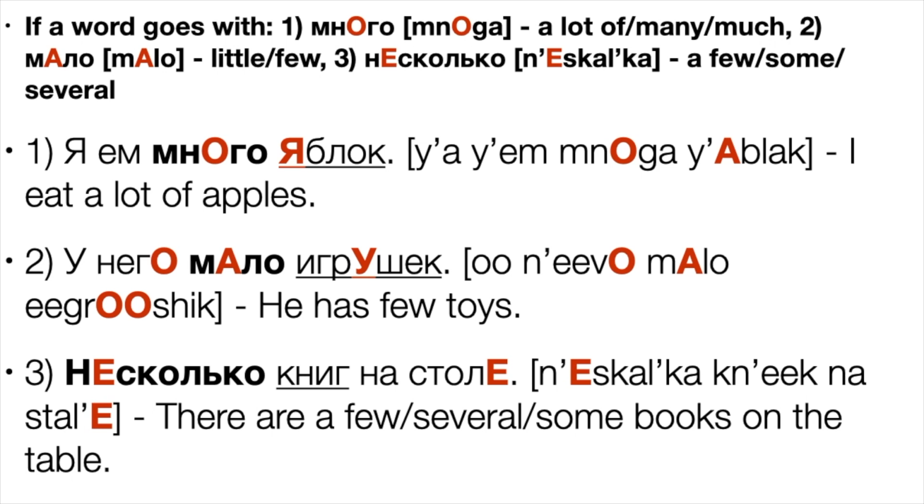If a word goes with such words as много, a lot of, many or much, мало, little, few, несколько, a few, some, several, then we also use the genitive case. For example, number 1. Я ем много яблок. I eat a lot of apples. Яблок is in the genitive case. Number 2. У него мало игрушек. He has few toys. Игрушек is in the genitive case. Number 3. Несколько книг на столе. There are a few, several, or some books on the table. Книг is also used in the genitive case.